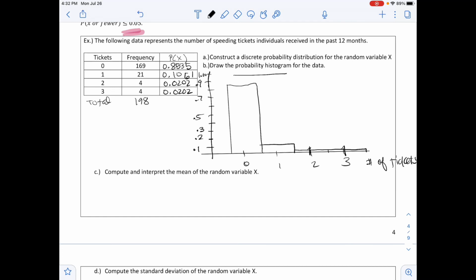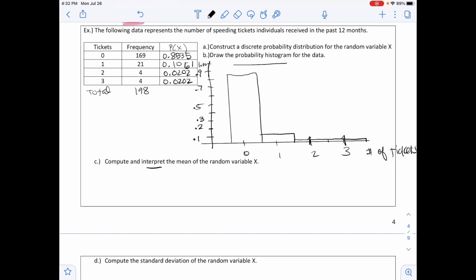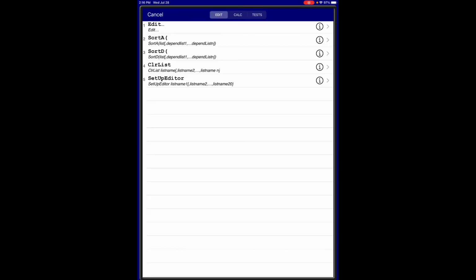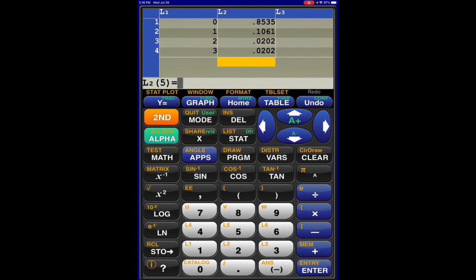For the next part, it says compute and interpret the mean of the random variable X. So again, we're going to go ahead and put the number of tickets here, which is our random variable, into L1, and then also the probabilities, which is our last column that we just came up with, into L2. On your graphing calculator, find the button for Stat, select Enter on Edit, and take a moment to enter in all those values into L1 and L2. Again, the number of tickets is going to go into L1, and then the corresponding probabilities will go into L2.